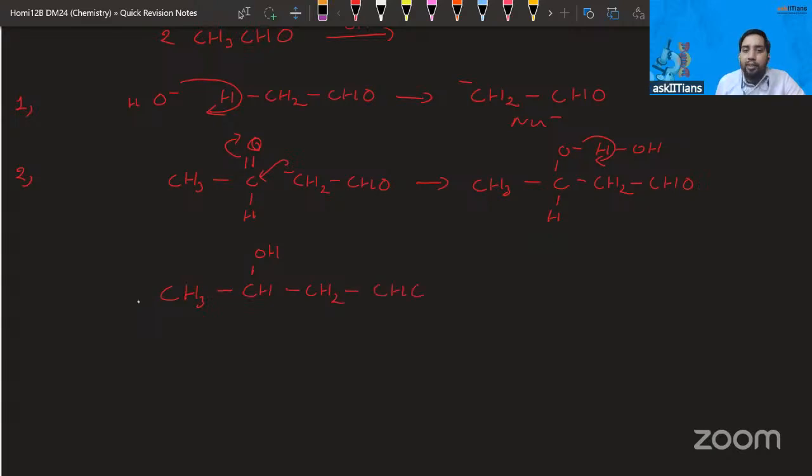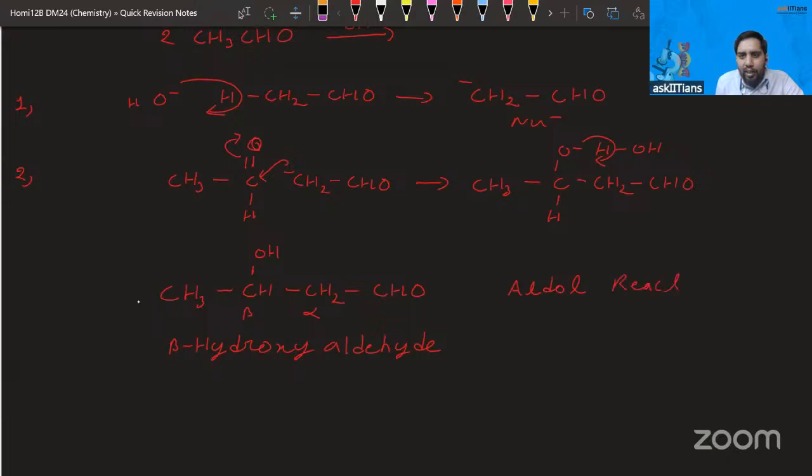In this compound, you can see this is alpha, this is beta. This compound is basically a beta hydroxyaldehyde. Beta hydroxyaldehyde is the common name, not the IUPAC name. The IUPAC name will be 3-hydroxybutanal. And these 2 steps combined are known as the aldol reaction.